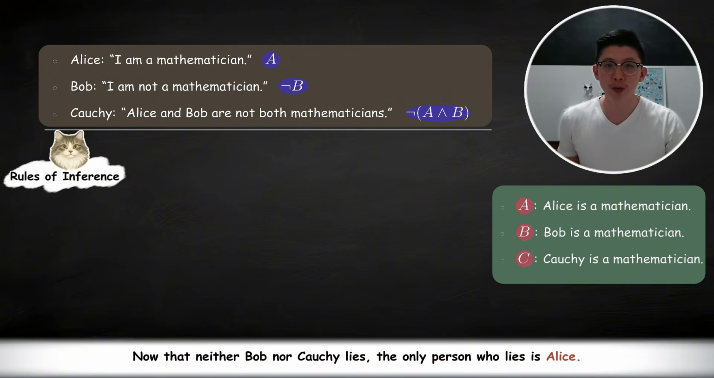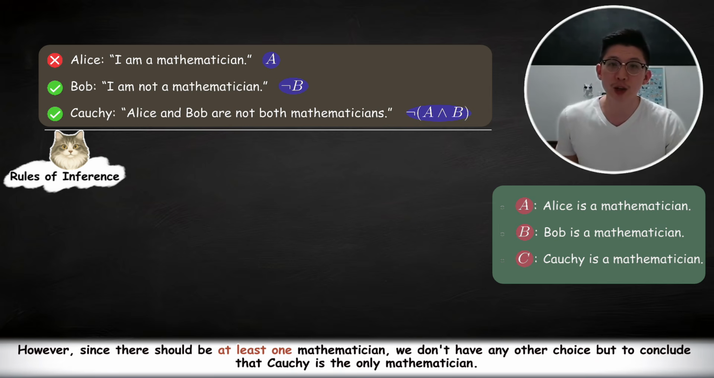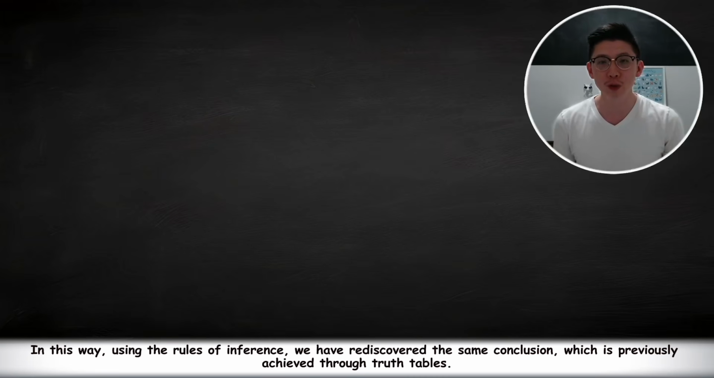Now that neither Bob nor Cauchy lies, the only person who lies is Alice. As a result, Alice is not a mathematician, and Bob is not a mathematician either. However, since there should be at least one mathematician, we don't have any other choice but to conclude that Cauchy is the only mathematician. In this way, using the rules of inference, we have rediscovered the same conclusion which was previously achieved through truth tables.